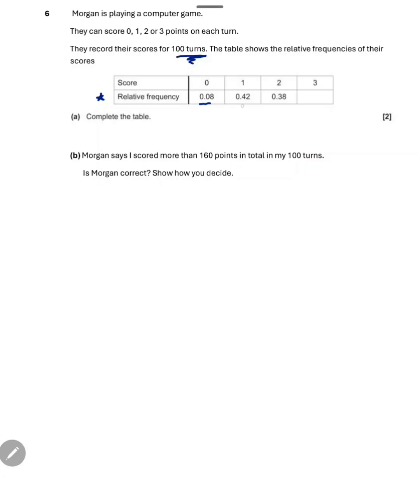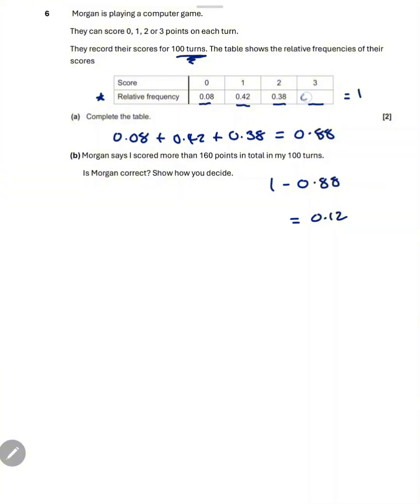What we need to know about relative frequencies, like all probabilities, is that they add up to 1. So what I can do to fill that table is just say, right, 0.08 added to 0.42 added to 0.38. It is a calculator paper, and that comes to 0.88. If all these things add up to 1, then I'm going to do 1 take away 0.88, or just 1 take away the answer that's in my calculator, and that comes to 0.12. So that missing box there is 0.12.